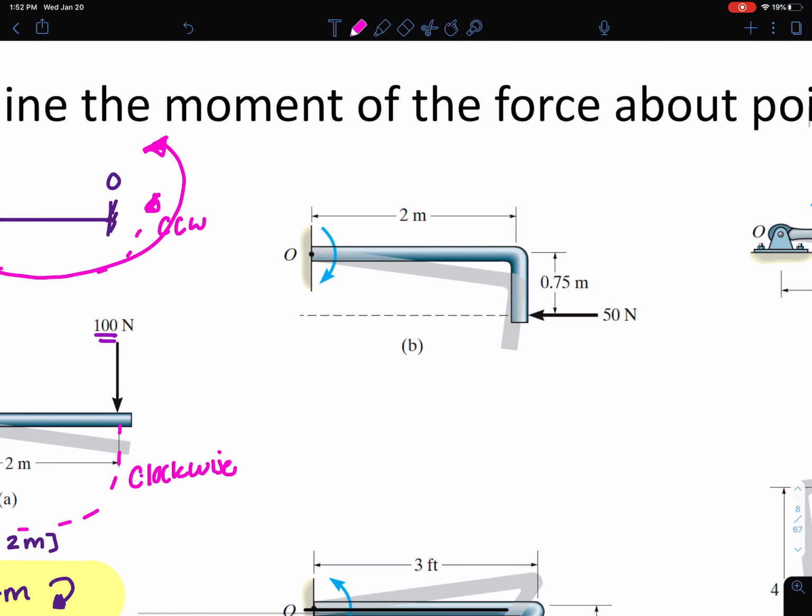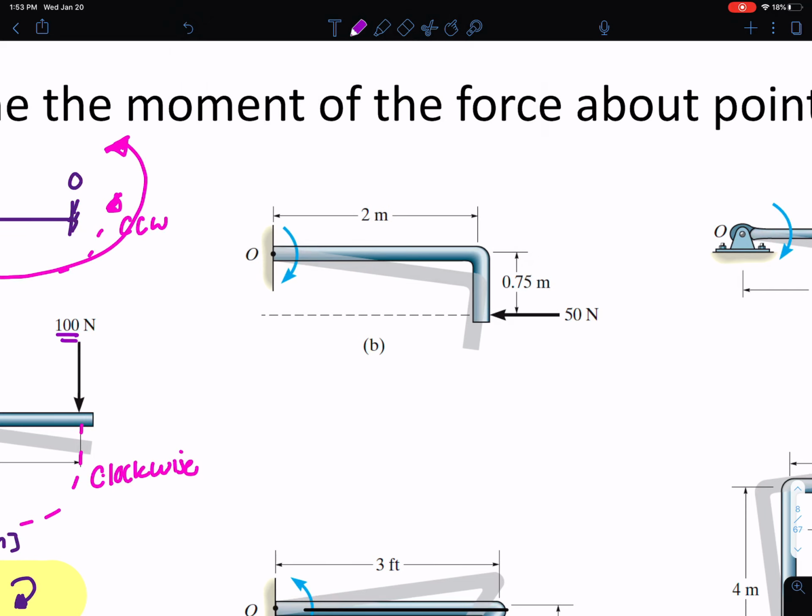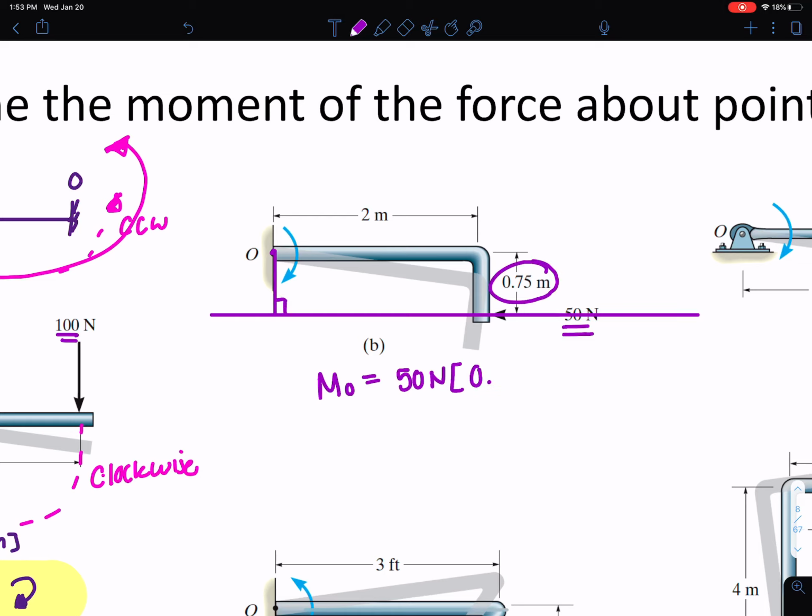So let's go ahead and move on to part B. We'll continue doing these and you'll hopefully get the hang of it. So here we have the moment about point O is equal to, I have a 50 Newton force and my moment arm here. So I'm going to draw the line of action of the force, goes all the way through here, and then I want the distance to point O. So the perpendicular distance to point O is this 0.75 meters, and I end up getting 37.5 Newton meters.